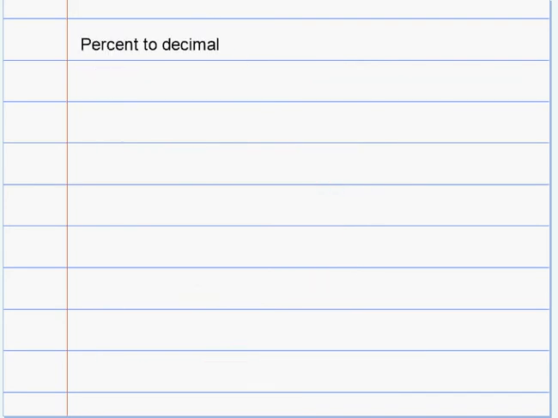Percent to decimal, if you have like 20%, this is 20 out of 100. And this is a fraction, right? We're not in decimal form yet. But I know that 20 out of 100 is the decimal point 2 0. I need 20 hundredths. This is 20 hundredths.